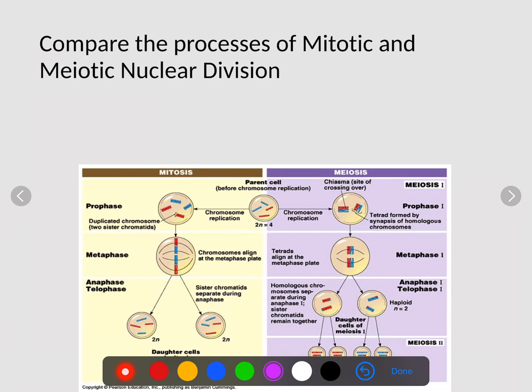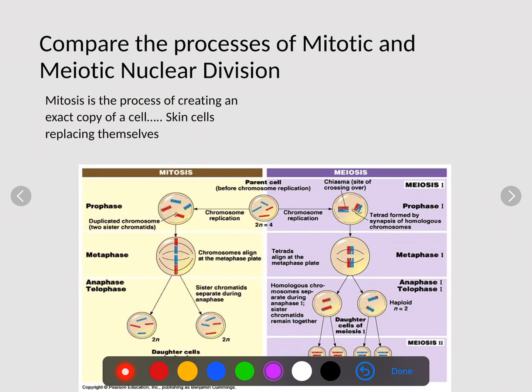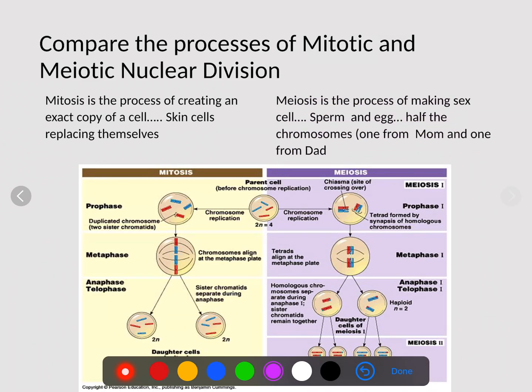So in the final thing, just a brief overview of the overall process here. Mitosis is the process of creating an exact copy of a cell. Skin cells replacing themselves is the example. Again, they go through 1 nuclear division, and they are exact copies with a full set of chromosomes.